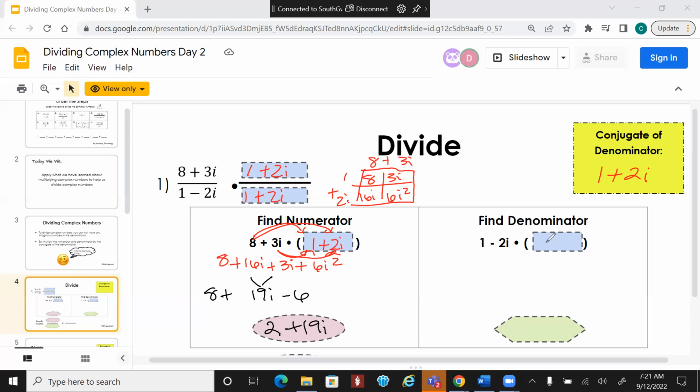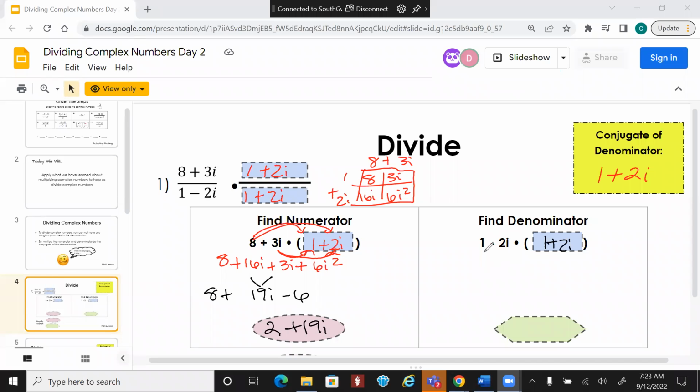Go ahead and take a moment and try to find the denominator. So you're going to multiply all of this out. I'm going to go ahead and tell you that you should get a real number at the very end. So you shouldn't have an imaginary in it. So take a moment, try to multiply that out. Let's take a look at it.